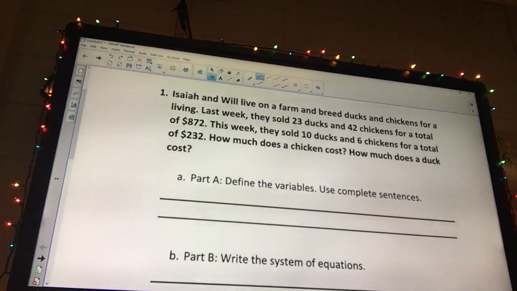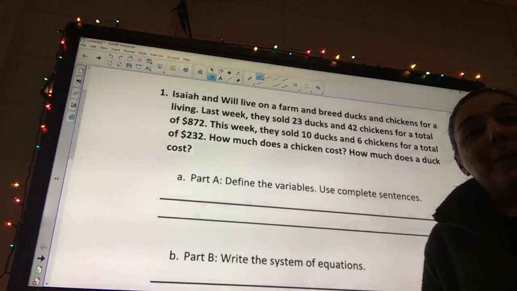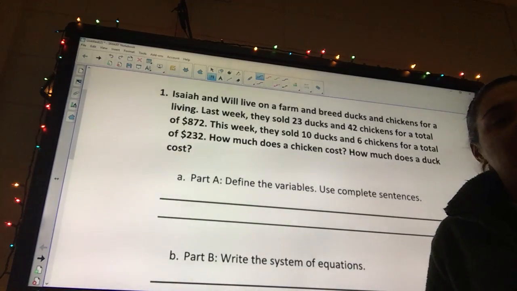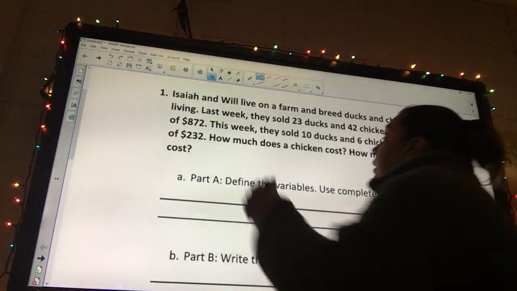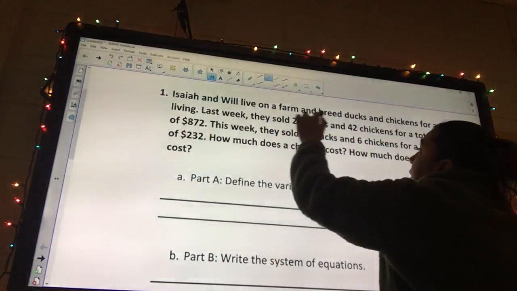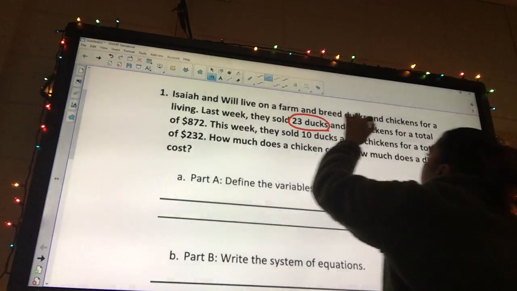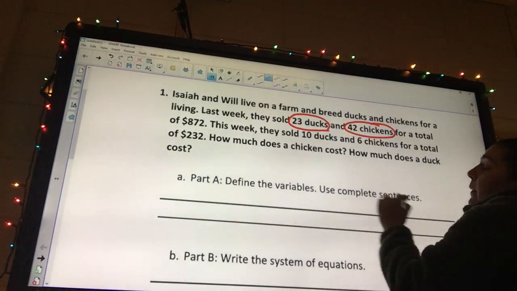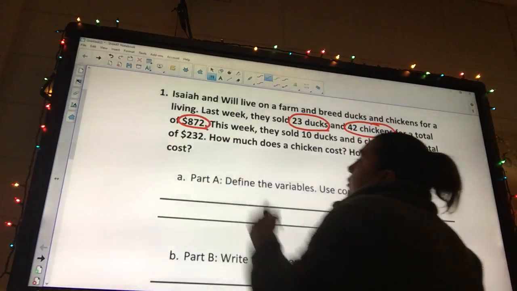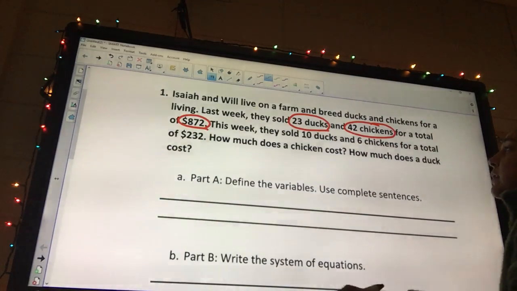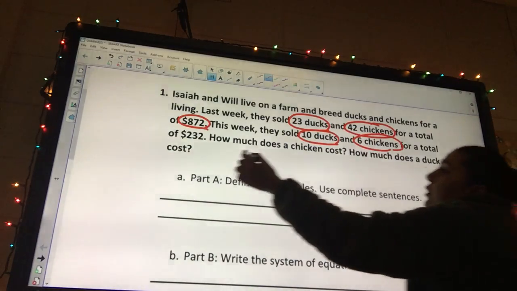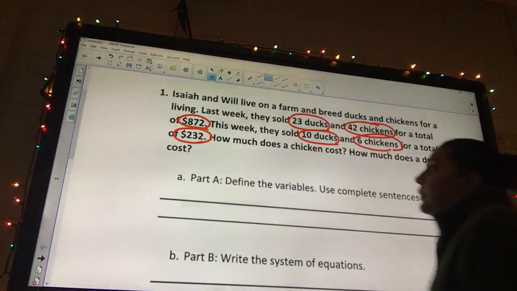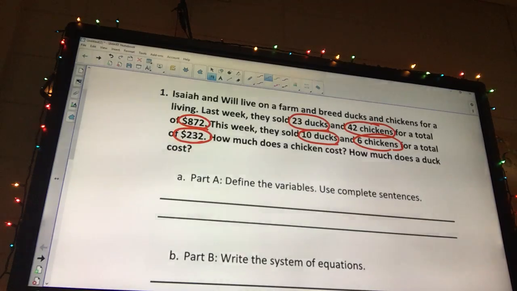The general rule of thumb is anything with a number, you need to circle it. This is math class, so anything with a number is probably going to be important. So we can say they sold 23 ducks, 42 chickens for $872. Those are the three numbers so far. And it says this week they sold 10 ducks, 6 chickens for a total of $232. And it says how much does a chicken cost, how much does a duck cost?